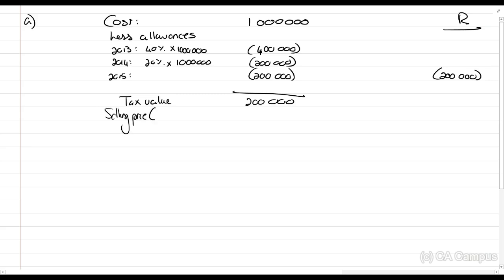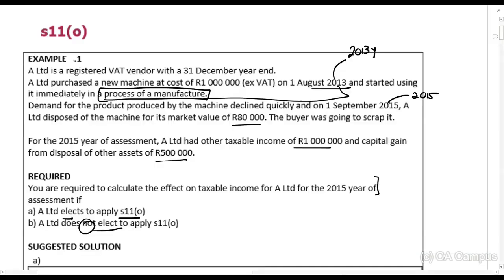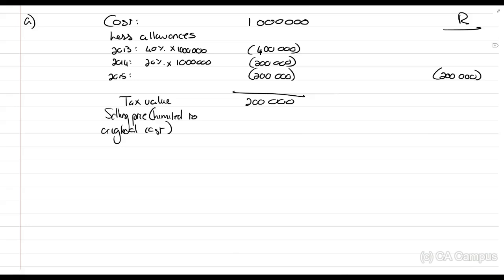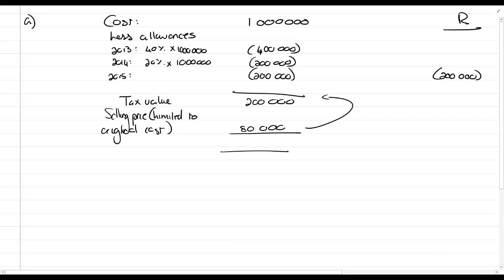Selling price, limited to our original cost. The selling price in this case is 80,000 rands. Original cost is R1,000,000. So the lower of the two, 80,000. So 80,000 minus 200,000 gives us 120,000 rands as a negative amount. Now, if we apply Section 11O, then we claim that 120,000 rands.